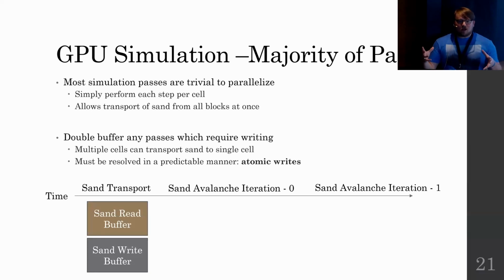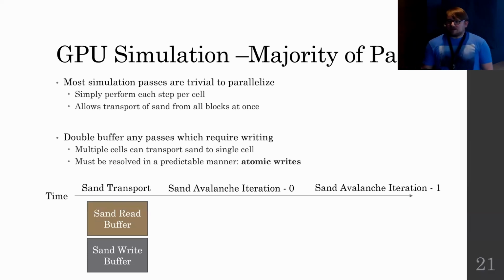However, you could have multiple blocks converging to the same location. This is why we went with a discretized version of sand blocks stacked on top of each other, because we needed to resolve these colliding sand deposition events in a predictable way. And so we handle that with atomic writes.